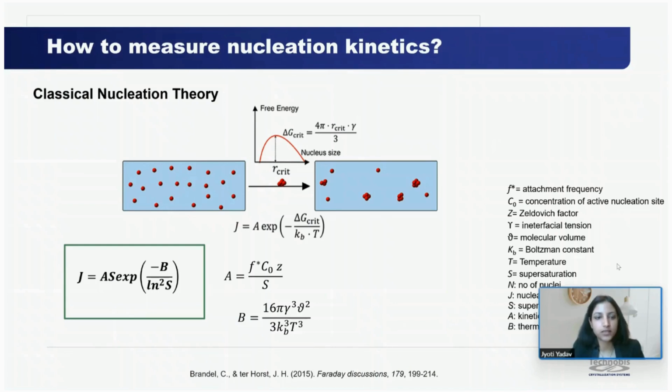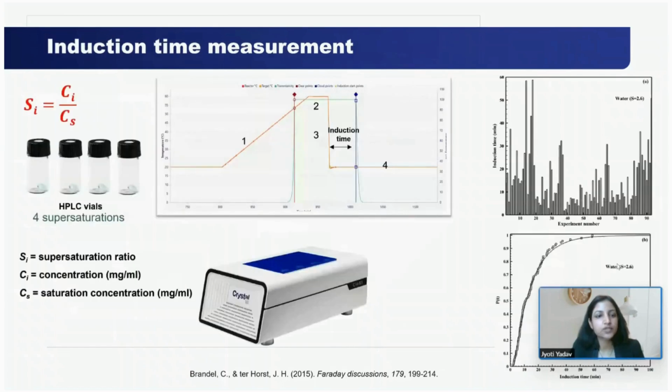Next. So Crystal 16 can be used to determine the nucleation kinetics by measuring the induction time. For that, first we prepare 4 different samples with different supersaturation using this formula S equals Ci upon Cs, where Ci is any concentration that you want to prepare, and Cs is the solubility at the temperature where you want to keep your samples constant. Then you program your experiment by first increasing the temperature and maintaining at a higher temperature until everything is dissolved, which is represented by the clear point.